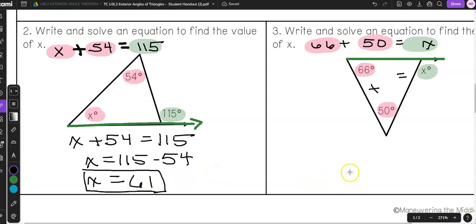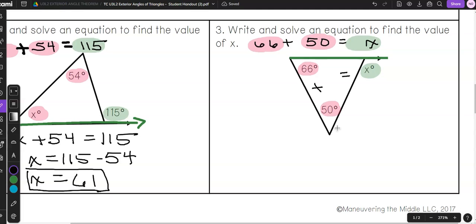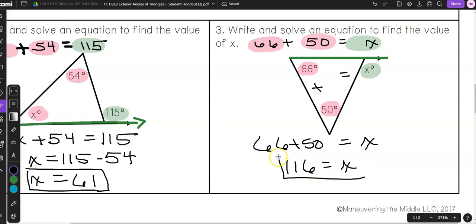Does anybody want to take a try at what x equals on number 3? On number 3, yes, I'm sorry, I was looking at the wrong one on my key. Yes, 66 plus 50 equals x, and that would be 116. So 116 equals x, or x equals 116. Good.